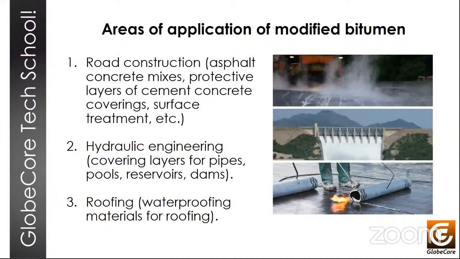It's also often used in roofing, I'm sure. Everybody's aware of that. Modified bitumen is used in the production of roofing felt, roofing shingles, and waterproofing cardboard. That is the waterproofing materials for all sorts of roofs in industrial, civil, and any other kind of structure.